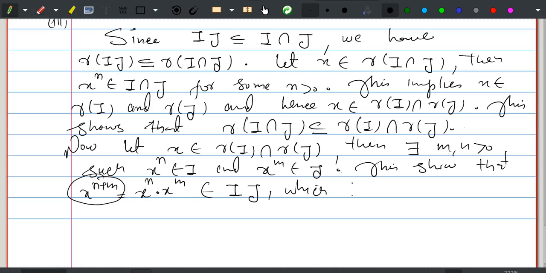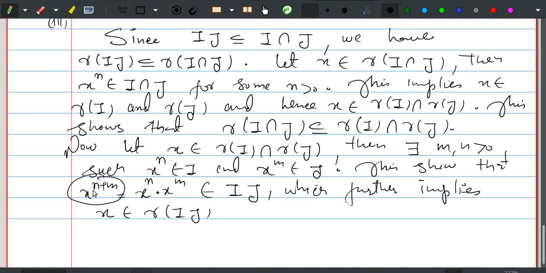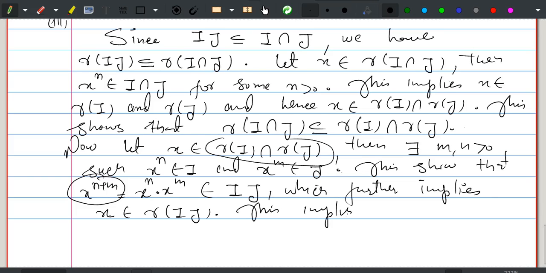x is an element of the radical of IJ, because some power of x is in IJ. So this x was chosen here and this x ended up here, so this implies the radical of I intersection the radical of J is contained in the radical of IJ.